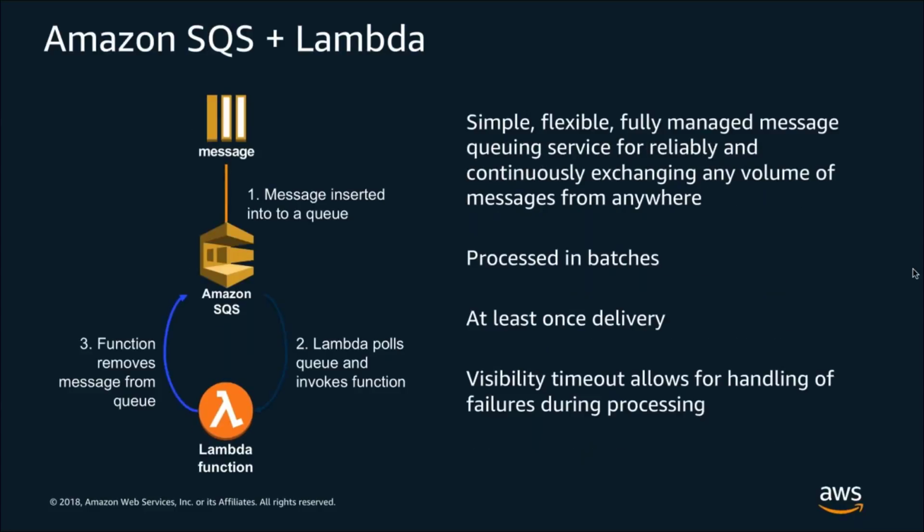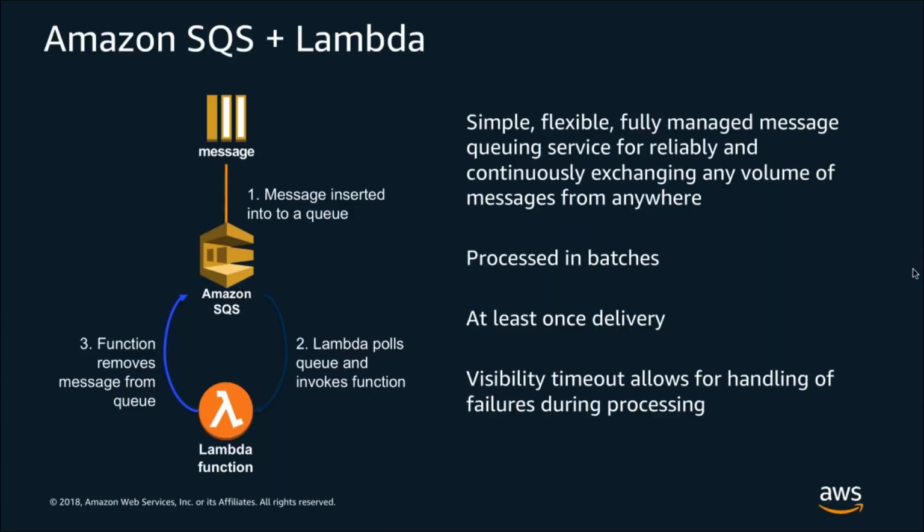Amazon SQS, or Simple Queue Service, as we say on the product site here, is a simple, flexible, fully managed message queuing service for reliably and continuously exchanging any volume of messages from anywhere. Again, to put it more simply, it's a managed queue service that allows you to publish messages into it. The Lambda service then can poll the queue looking for new messages, and when it finds messages, it will grab them and invoke a Lambda function on your behalf.